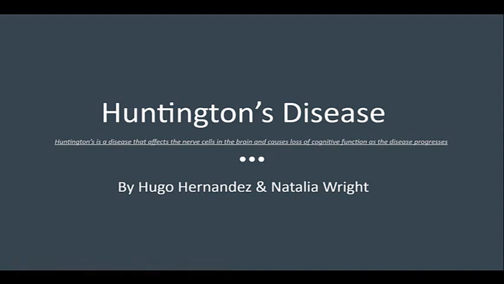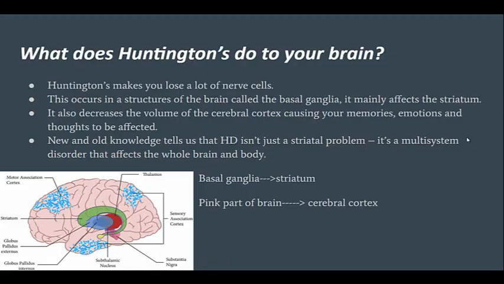So, me, Natalia Wright, and Hugo Hernandez have decided to do our anatomy project on Huntington's disease. A quick description of Huntington's is it's a disease that affects the nerve cells in the brain and causes a loss of cognitive function as the disease progresses. What does Huntington's do to your brain?